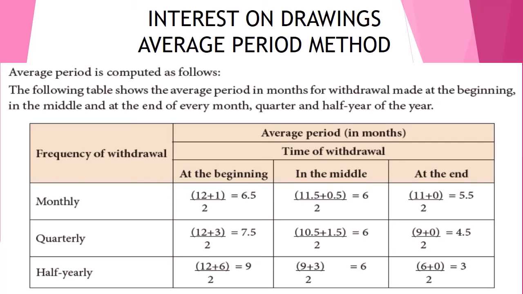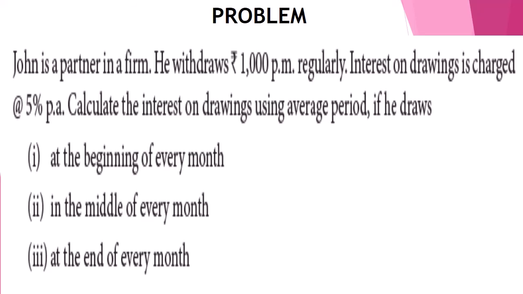Let's work out the problem. John is a partner in a firm. He withdraws 1000 per month regularly. Interest on drawings is charged at 5% per annum. Calculate the interest on drawings using the average period if he draws at the beginning of every month, in the middle of every month, and at the end of every month. So here 3 situations are given and we are asked to calculate. Let's see the solution.